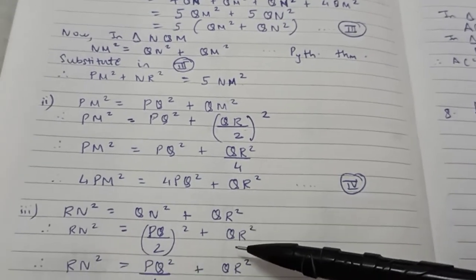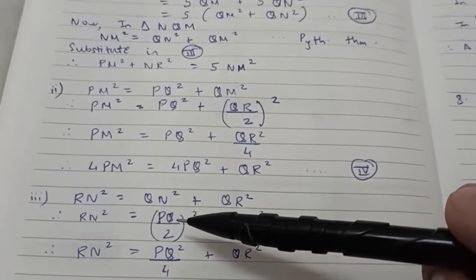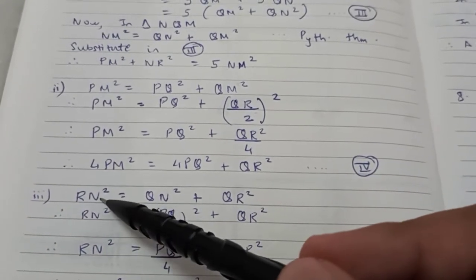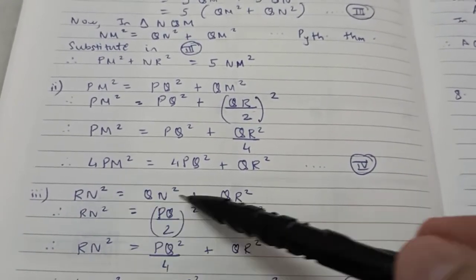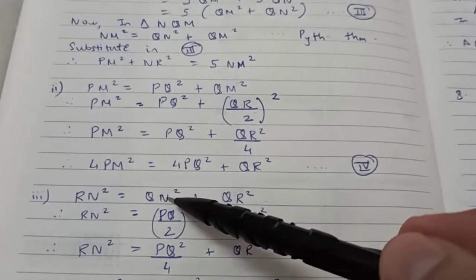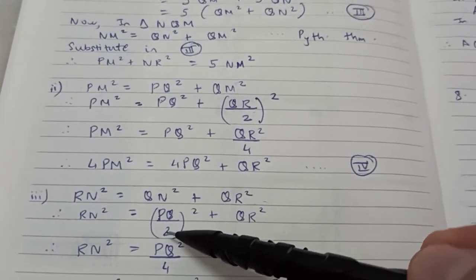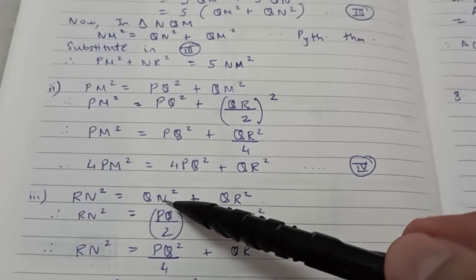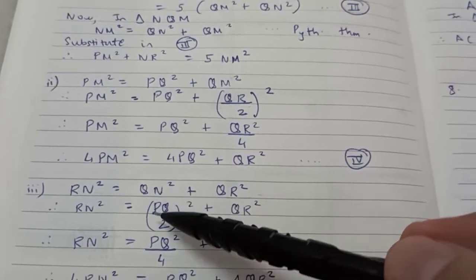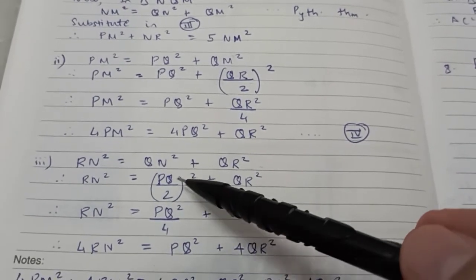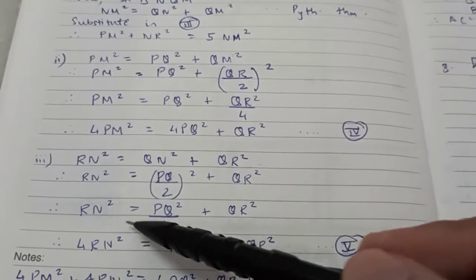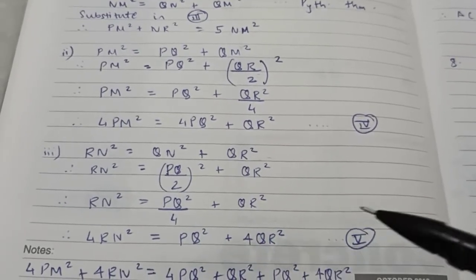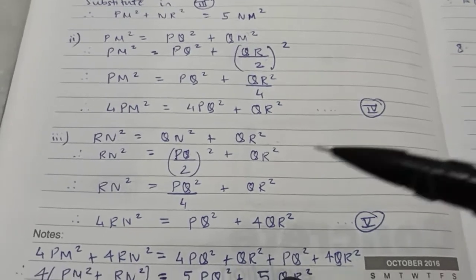Similarly, in Roman number 3 also, the LHS had RN squared. So we start with that Pythagoras formula. Then we substitute QN squared as PQ upon 2 the whole squared because N is the midpoint of PQ. And on opening the bracket, squaring numerator and denominator both and taking LCM, we get what is asked in Roman number 3.